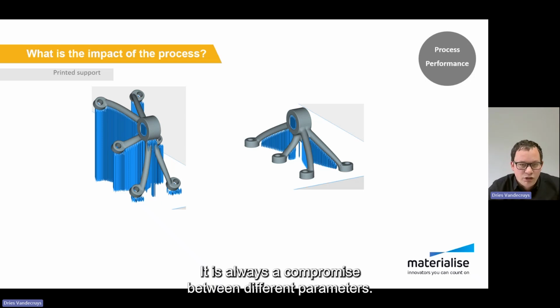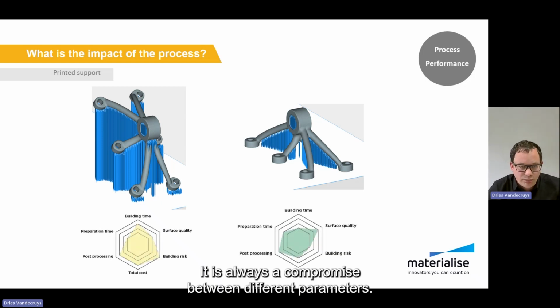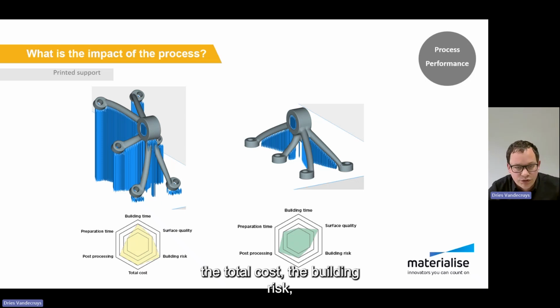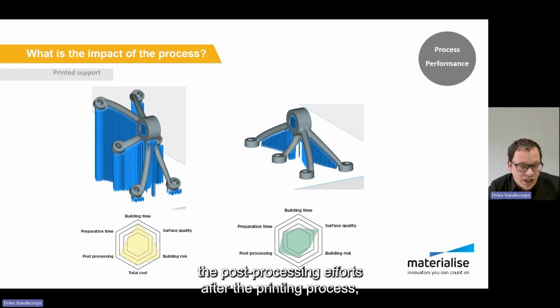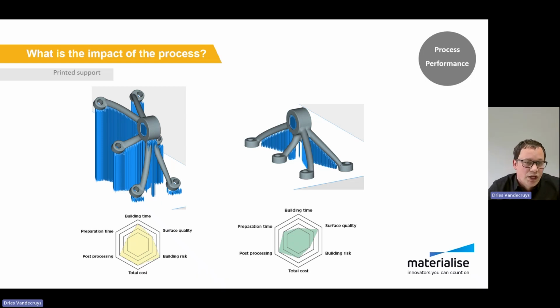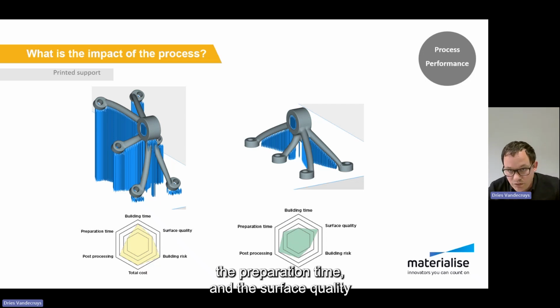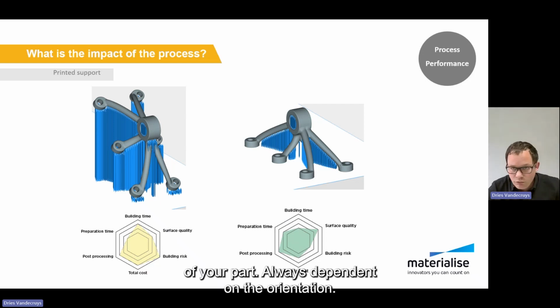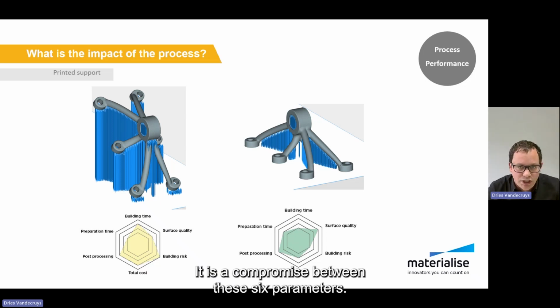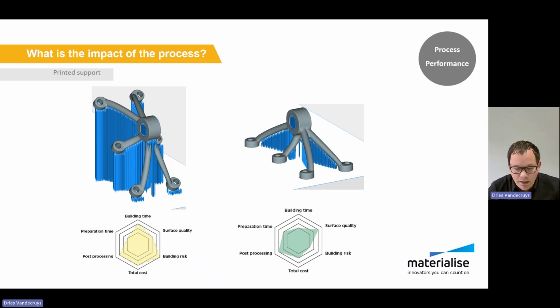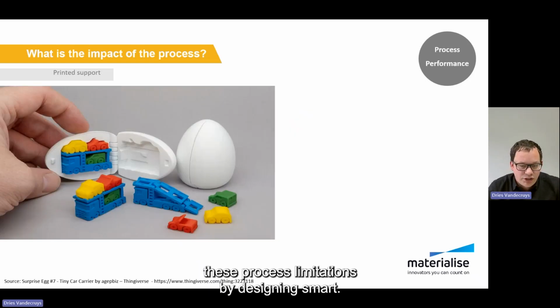It is always a compromise between different parameters: the building time, the total cost, the building risk, the post-processing efforts after the printing process, the preparation time, and the surface quality of your part. Always dependent on the orientation, it is a compromise between these 6 parameters. Of course, what you can do is overcome these process limitations by designing smart.